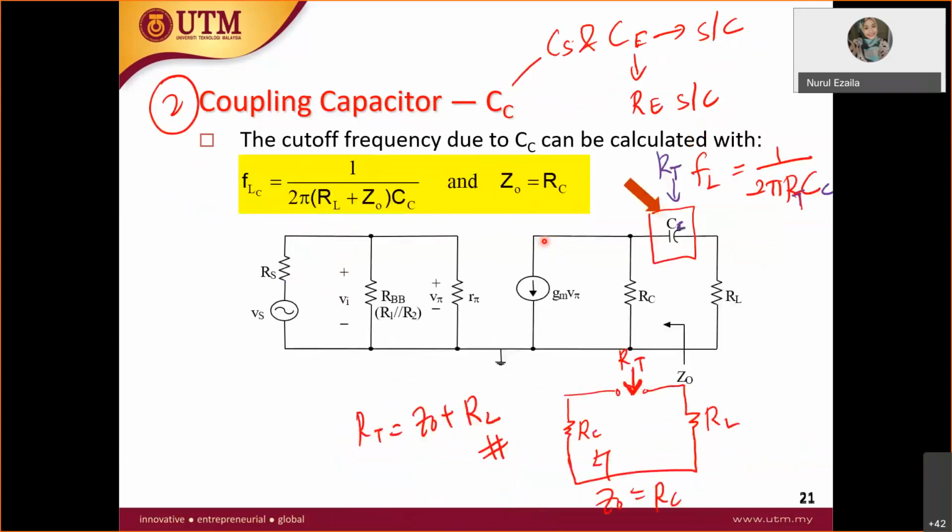Then we look at the capacitor CC. The rest of the capacitors will be shorted, so only these two resistors are involved, seen from here: the series of RC and RL.